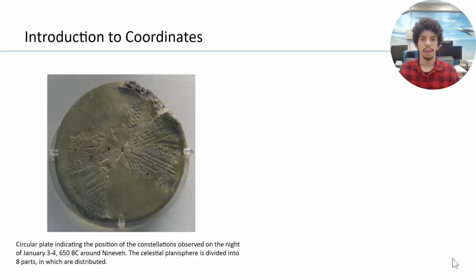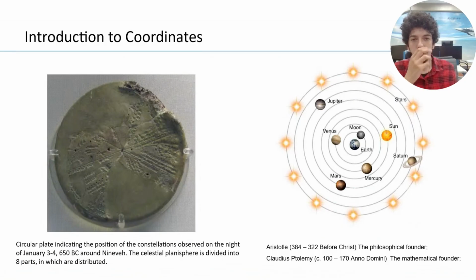Introduction to coordinates. In the initial era, the circular plate indicating the positions of the constellations observed on the night of January 3 or 4, 650 before Christ, is around 90 B. The celestial planisphere is divided into 8 parts, in which are distributed the reference for the peoples in this area and the stars, for segments.